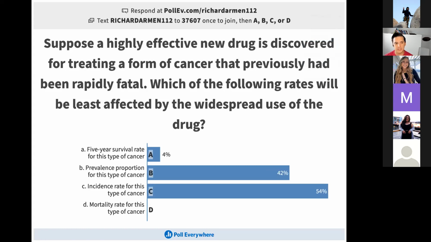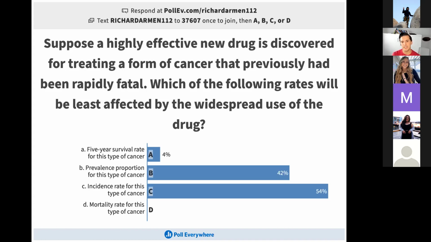And the last one, C, which is the correct answer, incidence rate for this type of disease. Why won't incidence rate be affected if we have a new treatment for a disease? It's a chronic disease. It's not communicable. Most cancers you don't pass on to other people. There are some, but incidence won't be affected because this new treatment has nothing to do at this point that we know of with the development of that disease.